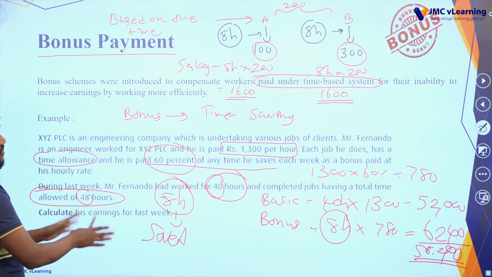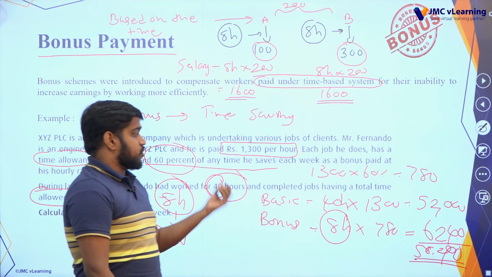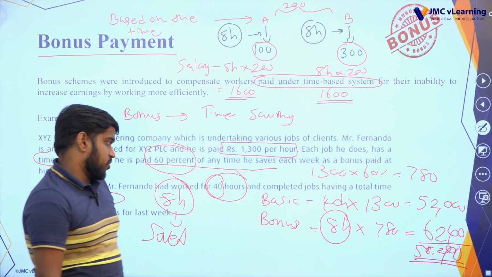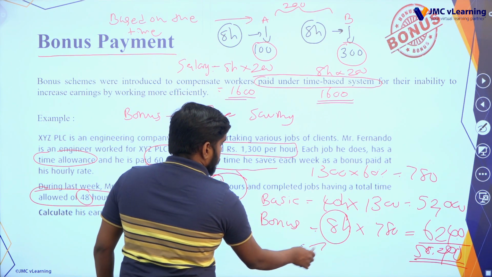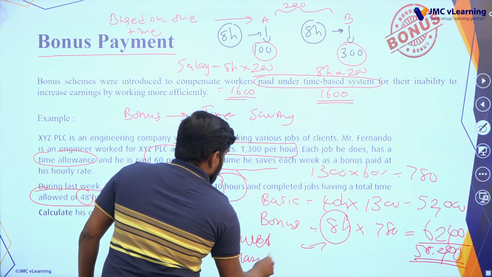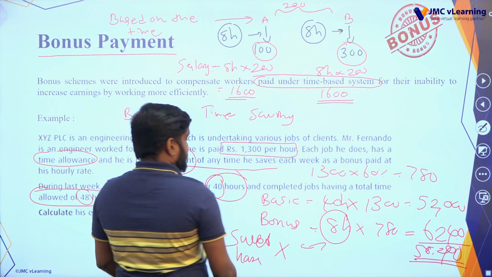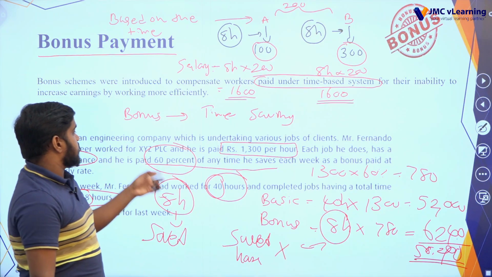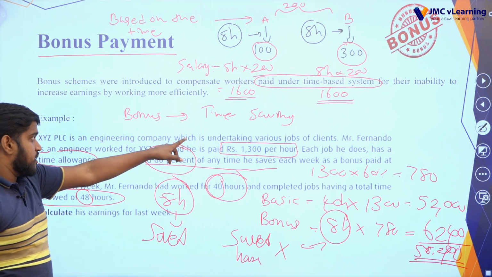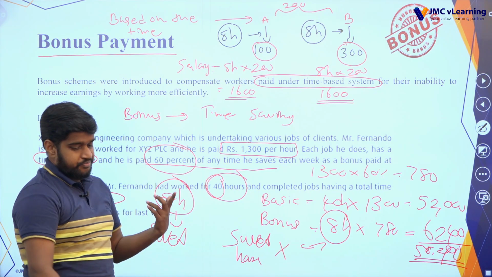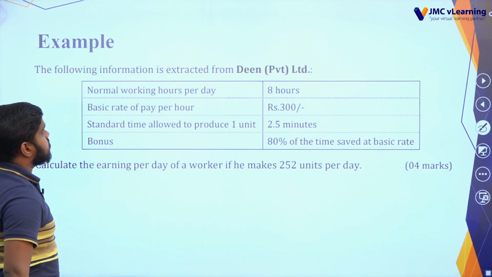Okay, this is a simple example. I just want to show how we can get bonus payment. Simply we can get bonus payment by multiplying these saved hours by the bonus payment. This bonus payment is dependent on the organization criteria. In this case, they say 60%, that means 60% from this 1300.